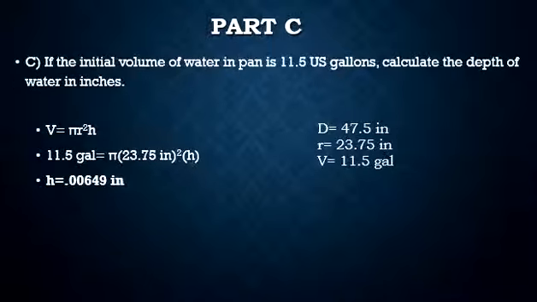Here, we are asked to calculate the depth of the water with a known volume. You can recall that the equation to find volume includes the height. Using this formula with a known volume, we can solve for h, or the depth of the water. Again, we have known variables on the right side. These known variables were then plugged into the equation and we solved for h. Now, the answer we got is 0.00649 inches. Now we will move on to part D.